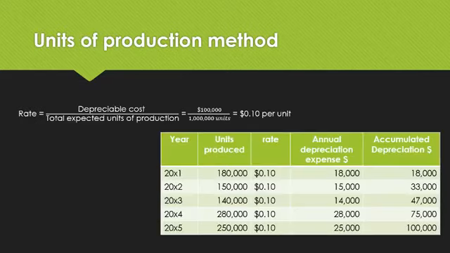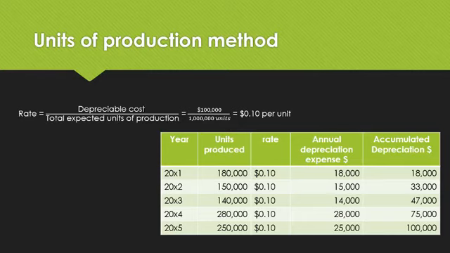Okay, so the next method we have is the units of production method. What we will do for the units of production method is determine the rate. So we have depreciable cost divided by total expected units of production. The total expected units of production will be 1 million units. So that is our denominator. So $100,000 divided by 1 million units, we have 10 cents per unit.